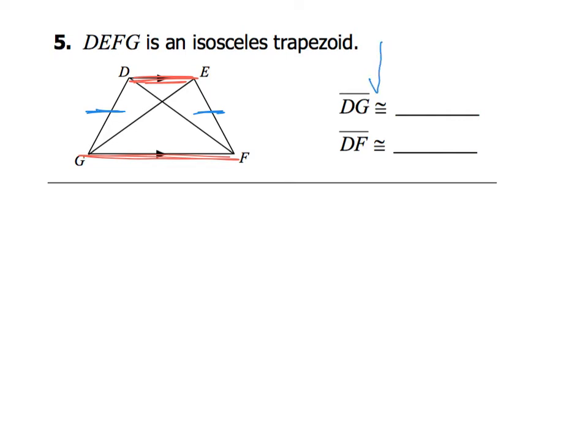Take a look at your symbol right here. It's congruent, so we're not looking for a value. We're looking for another segment that's the same as D to G. So what's congruent to D to G? It would be segment E to F. What's congruent to the diagonal DF? It would be the diagonal EG. They are the same.